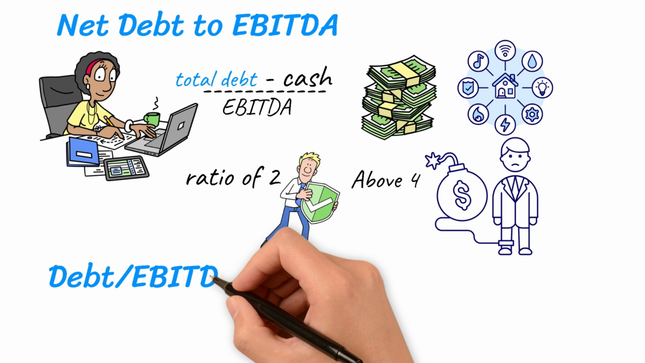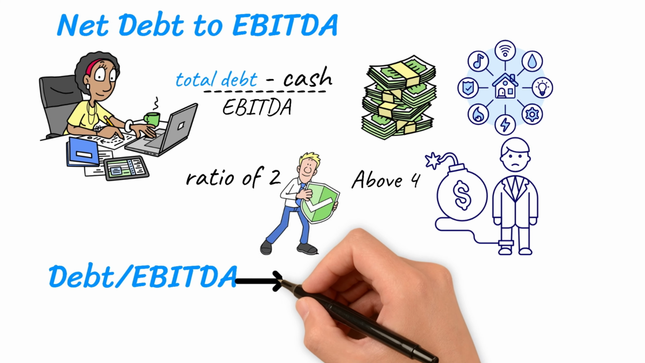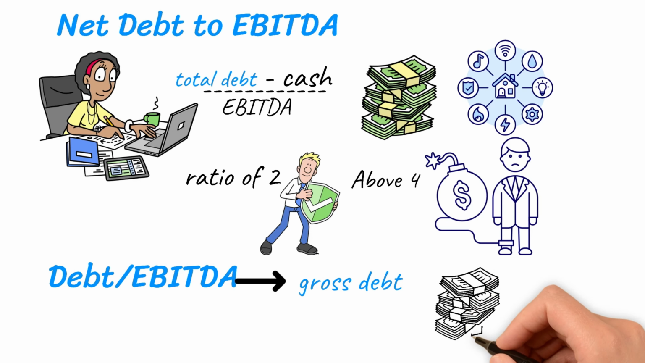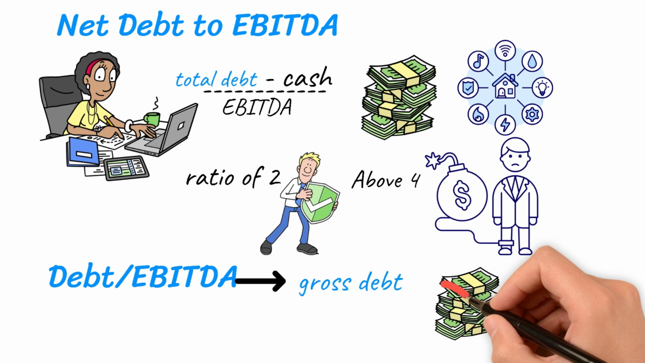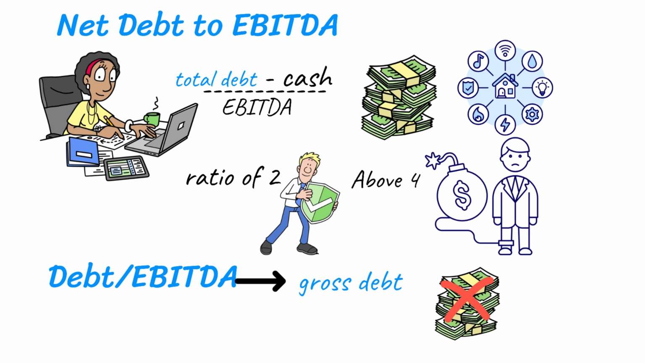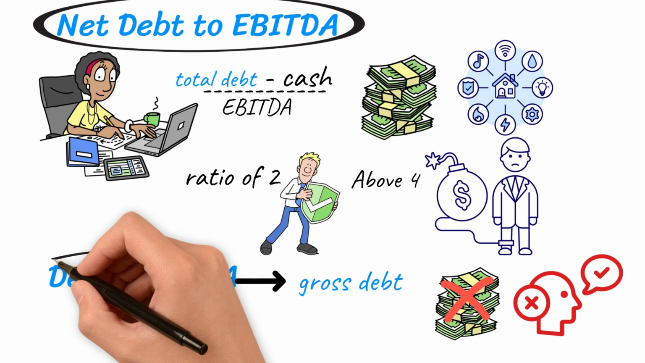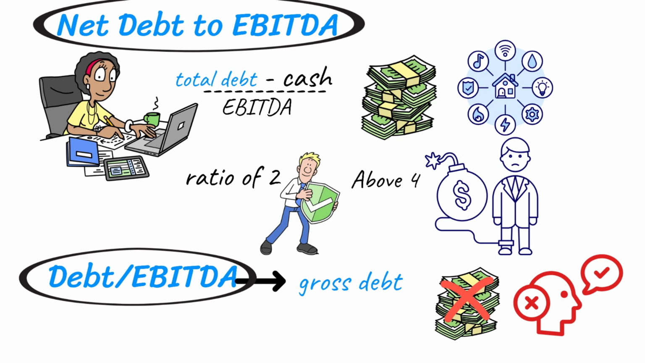Related is the raw debt to EBITDA. Same concept, but using gross debt rather than net. Some analysts prefer this because cash held abroad or restricted cash can't always be used to pay down debt, making the net figure potentially misleading. Always look at both and understand how the company holds its cash before deciding which version to trust more.